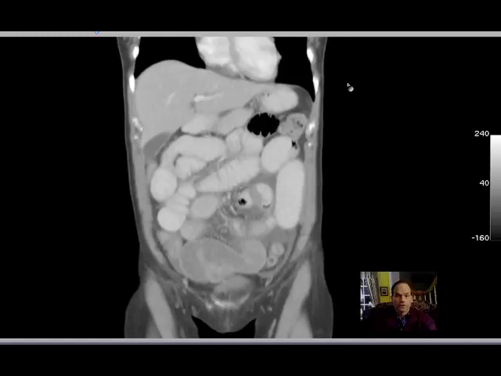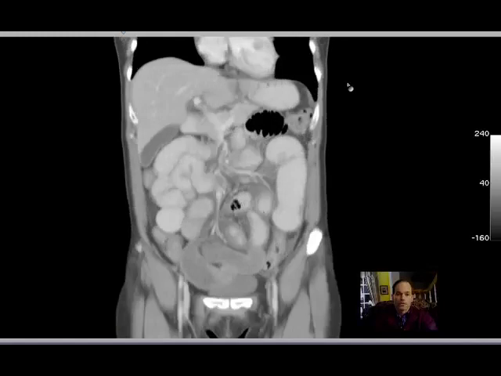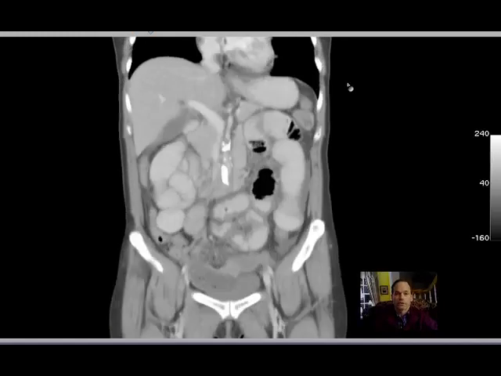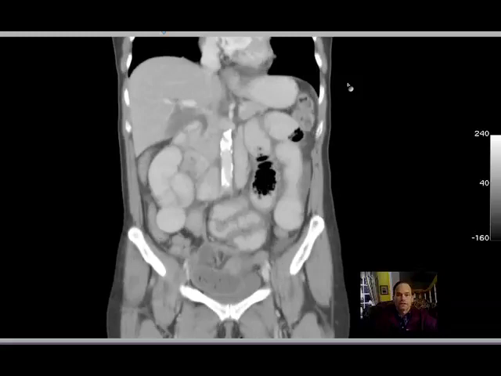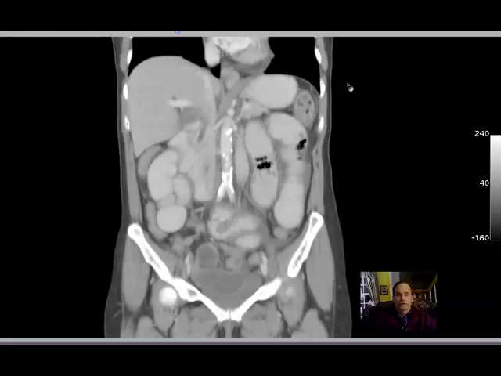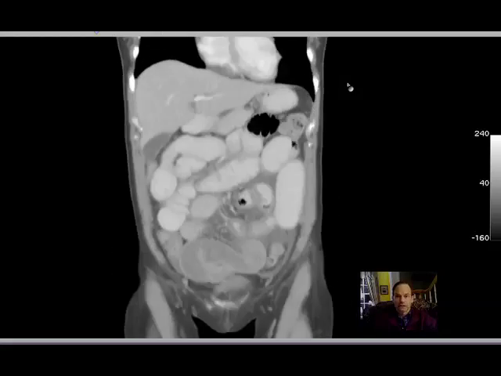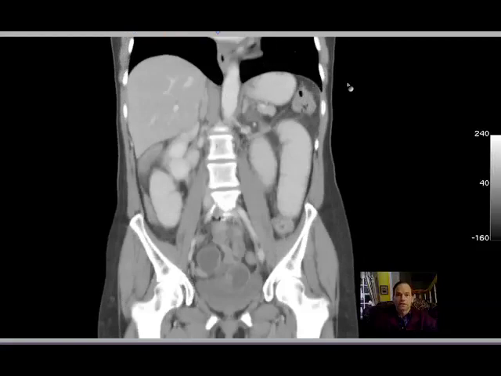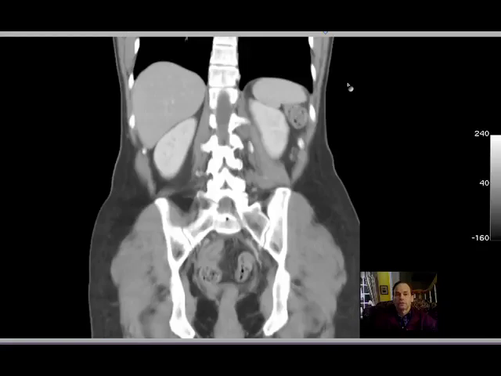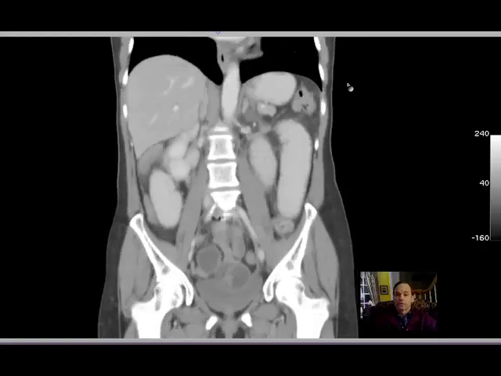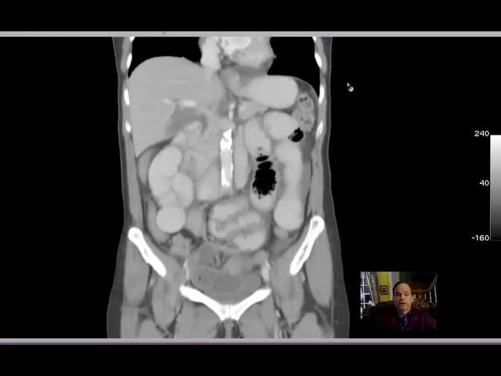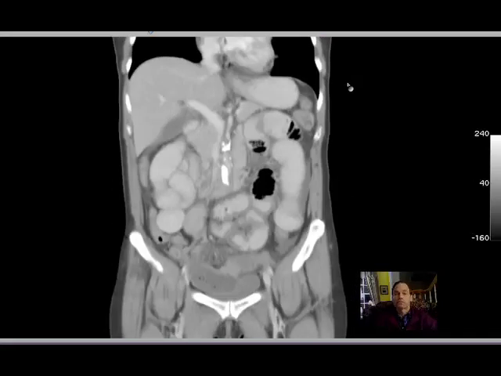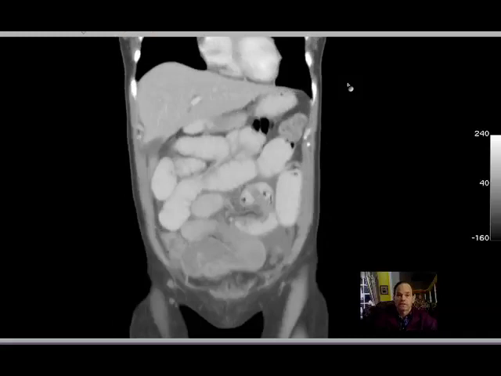I wanted to go through a case of small bowel obstruction. We are accustomed to seeing this in the past on plain radiographs, and CT has been very, very helpful in detecting and evaluating small bowel obstruction. And so we're using it very, very regularly. We see a lot of patients with possible small bowel obstruction getting CT.